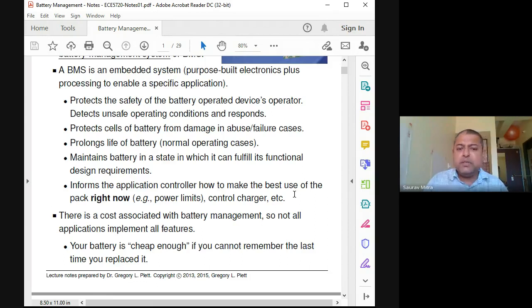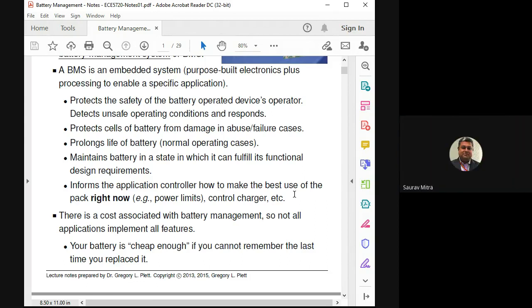So there's a cost associated with the battery, so not all applications implement all the features. Your battery is cheap enough. A very big line given at the end: the battery is cheap enough if you cannot remember the last time you replaced it.